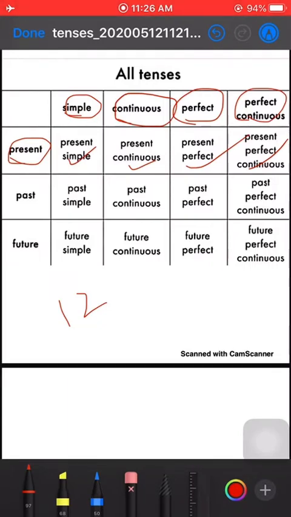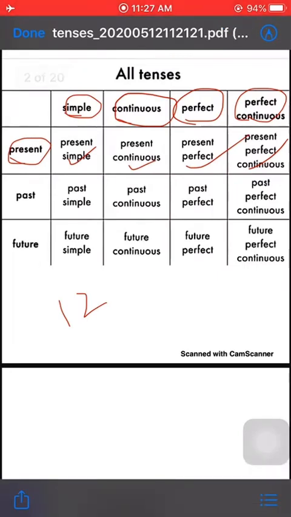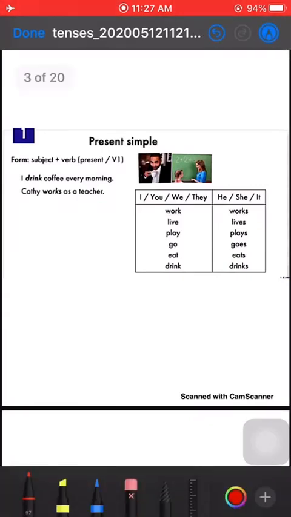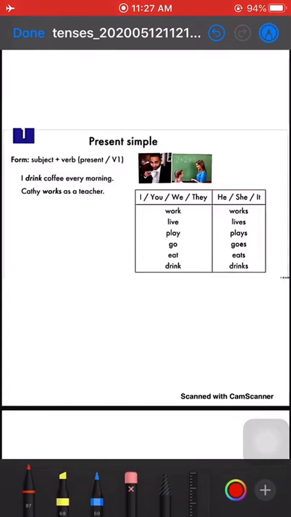Clear? So in this way we will study one by one. Okay? We are going to discuss all these tenses. So let's begin with the first tense, which is the present simple. We make the present simple tense with a subject like I, you, we, and a verb in the first form. Subject plus verb, first form. Okay? First form of the verb we have to use in the present simple.